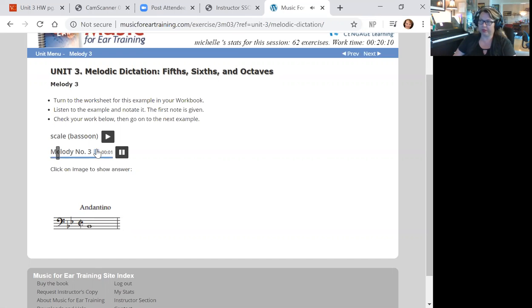What's the rhythm? We have half, whole, half, half, half, half. This example starts with a whole note B flat. It ends with a whole note B flat. What's going on rhythmically in the middle? It is all half notes.